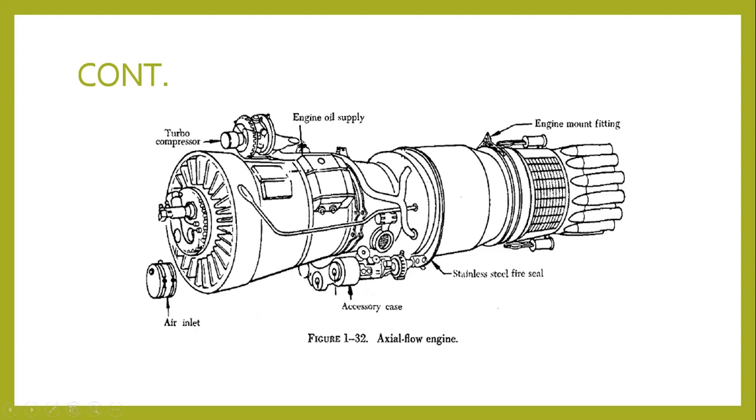So we see the main parts. We have an inlet, we have a compressor, and we have other auxiliary functions related with engine lubrication. We have the engine oil supply, and then we have the accessory case. You have the stainless steel fire seal, because there is a lot of high temperature, so it must be protected from fire. Then we have the engine mounting, where we mount our engine. This is the combustion section. Here we have the turbo compressor, that's the compression section. Here's the exhaust section.